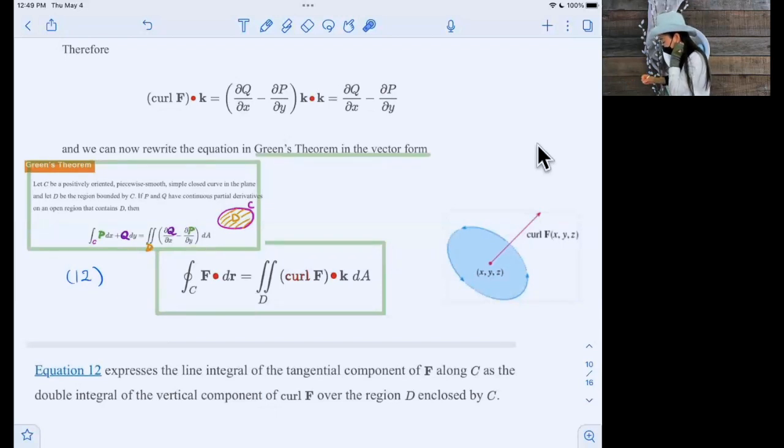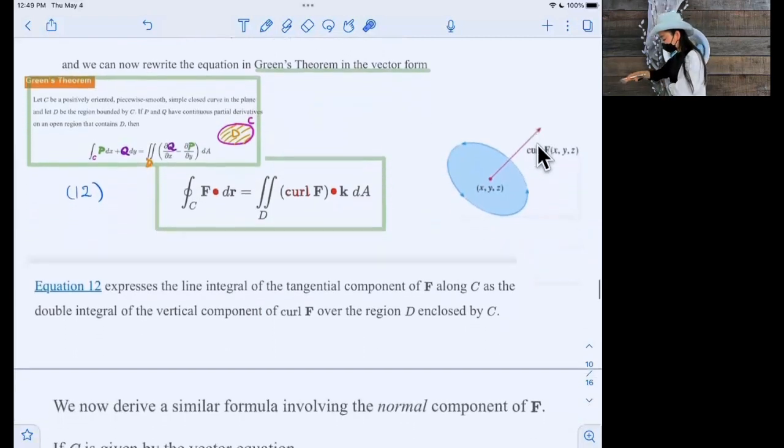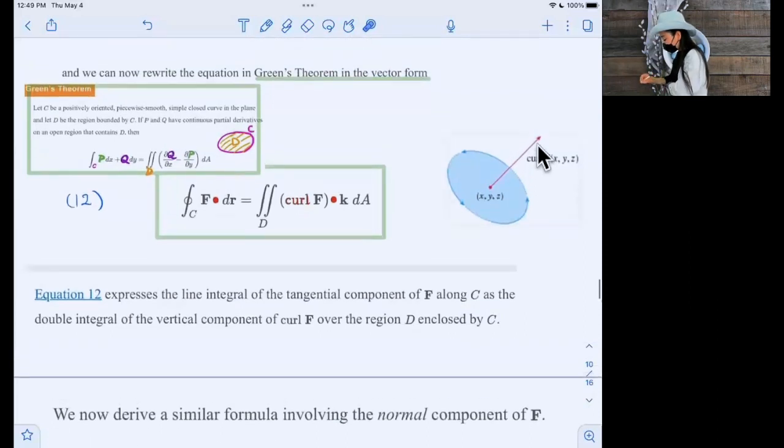So this line integral over the curve C is equal to the double integral of the curl of the vector field dotted with K, dA. Okay, so that's the vector form. And what does this equation do? It expresses the line integral of the tangential component of F, because it is dotted with dr, along C, as the double integral of the vertical component of curl F, because you dotted with K, over this region D. And the region D here is enclosed by C.